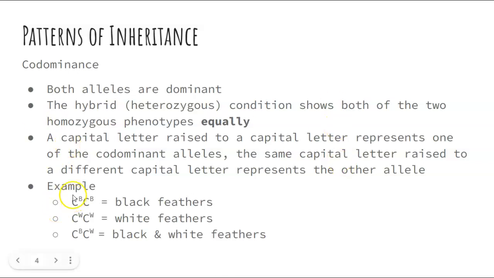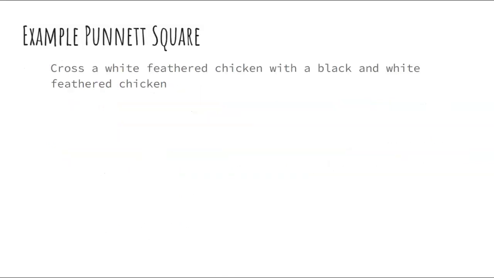So our C's are always the same, but the letter that you're superscripting is notating what the color of the feathers actually is. So CB, the B stands for black, CW, the W stands for white, and then CBCW, that heterozygous mashup, you're going to have black and white feathers equally shown. So it'd be like spotted versus blended, okay? So let's practice this again with our Punnett square.